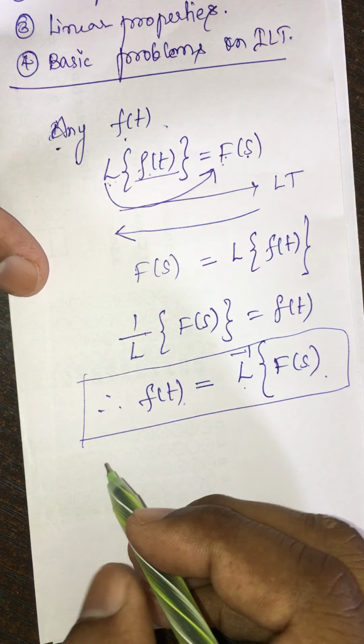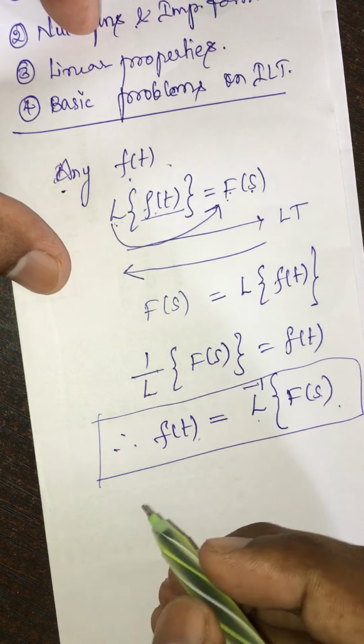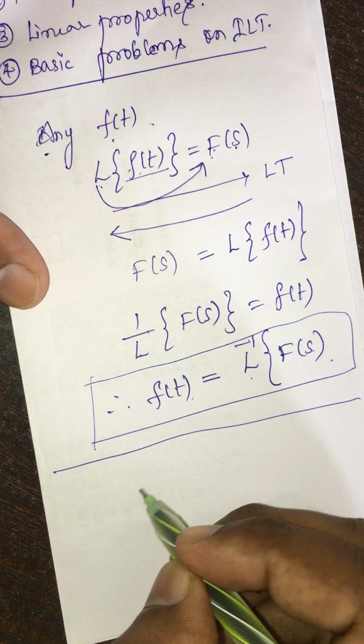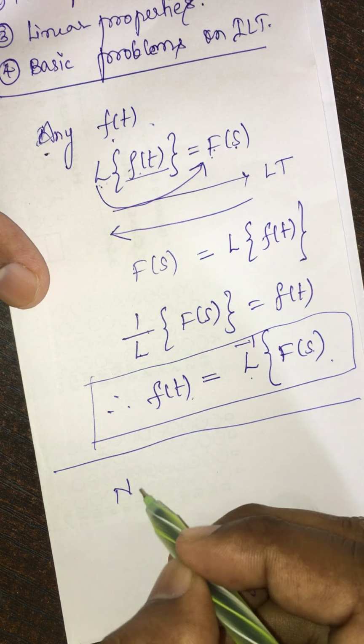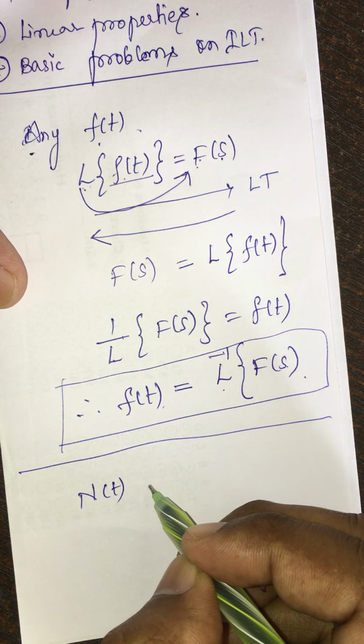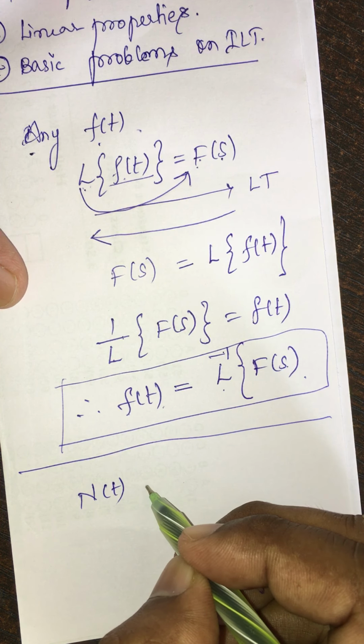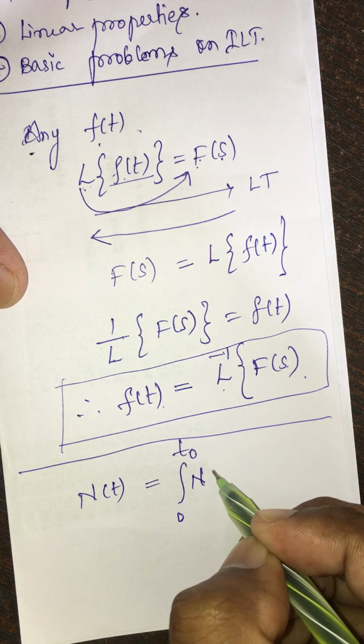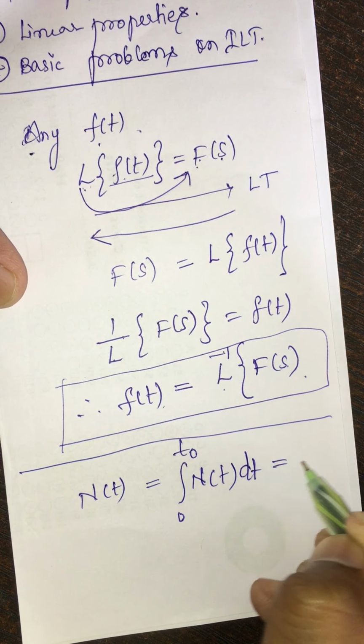This is the definition of the inverse Laplace transform. For example, the second one is the null function definition. A null function is n of t, where the integration from 0 to t0 of n of t into dt is equal to 0.